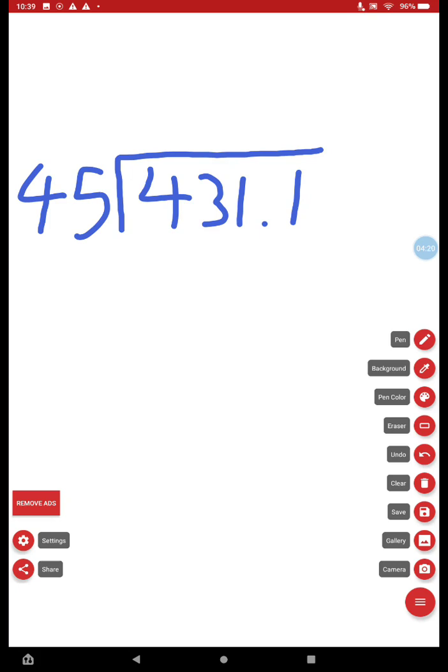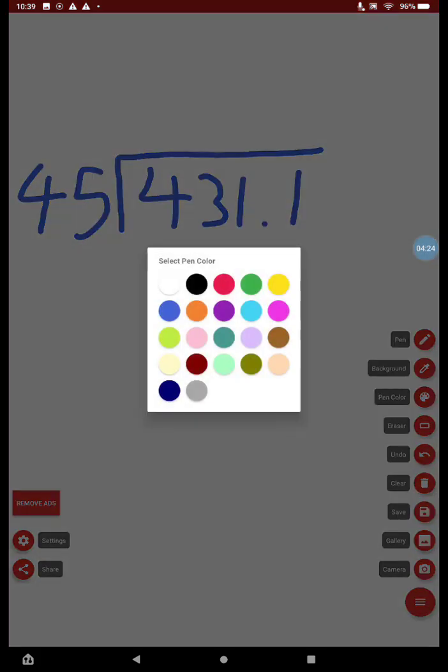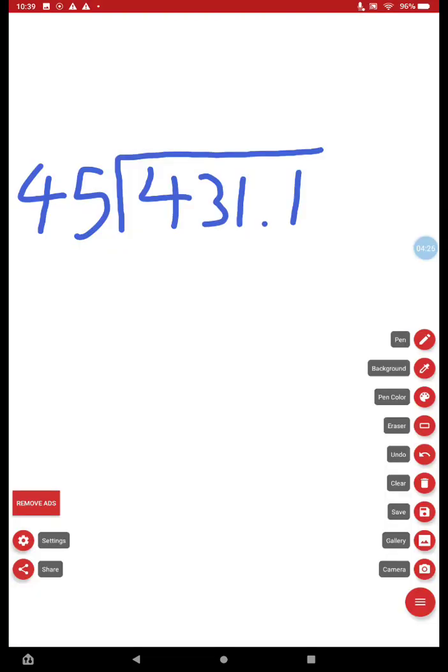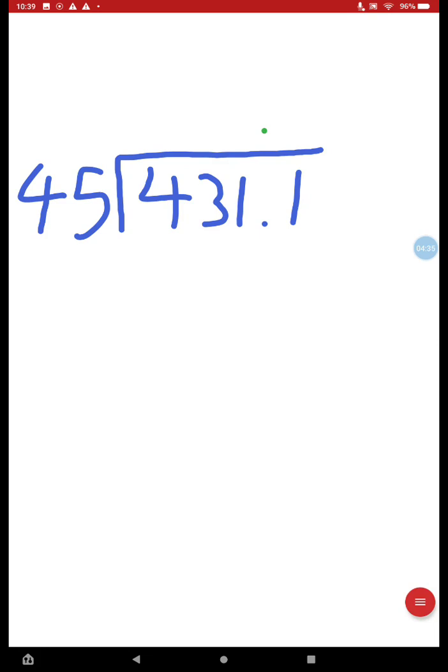All right. Remember, what is the first thing I need to do? I need to bring that decimal point straight up into my quotient so I don't forget. All right. Now let's start crunching the numbers. Can 45 fit inside of 4? No. 0. Can 45 fit inside of 43? No. 0. So now I'm going to go all the way over to 431.